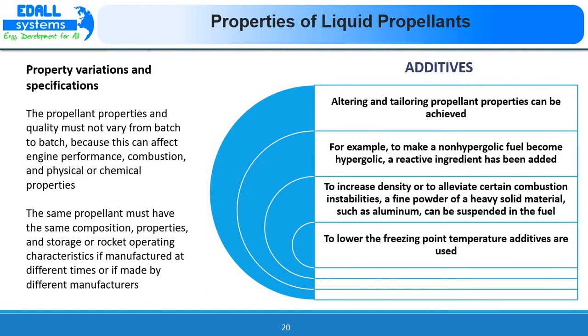So to make it much denser, fine powder of heavy solid material such as aluminium can be suspended in the fuel. Then to lower the freezing point temperature, additives can be used. So the properties which we discussed earlier, we can alter these properties, that is we can make it denser, we can make it cooler by using such additives. So these additives may be metals or non-metals.